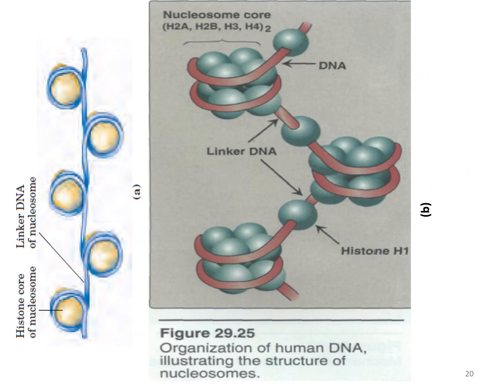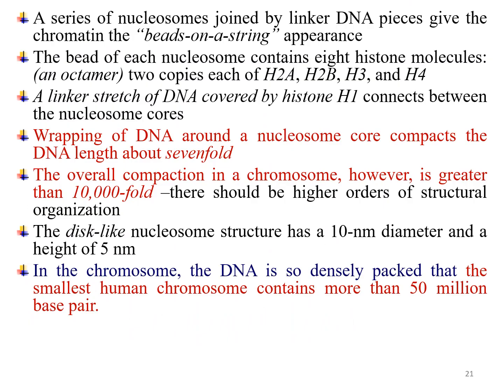So this one is a diagram of histone protein, how this histone can form octamers, meaning having what? DNA in octamer forms to occupy very, very small spaces. So a series of nucleosomes joined by linker DNA pieces give the chromatin a beads-on-a-string appearance, and the bead of each nucleosome contains 8 histone molecules called an octamer, 2 copies each of H2A, H2B, H3, and H4, and the linker stretch of DNA bound by histone H1 connects between what?